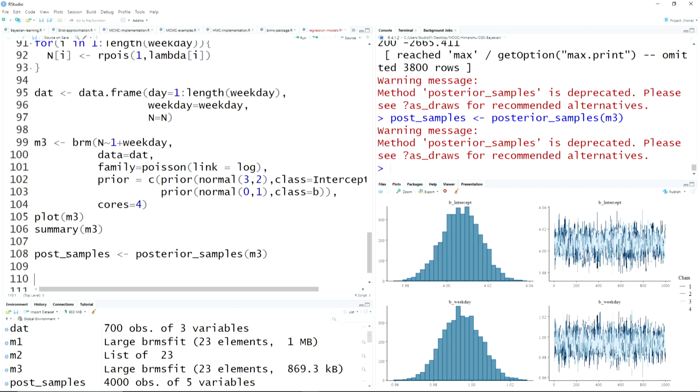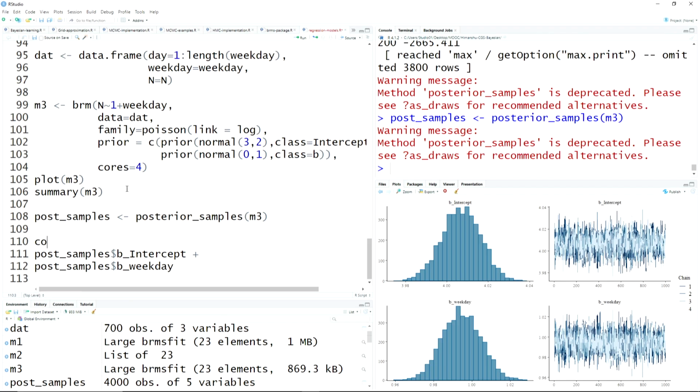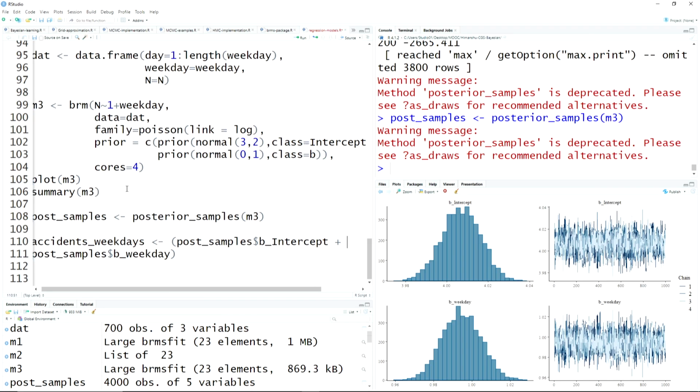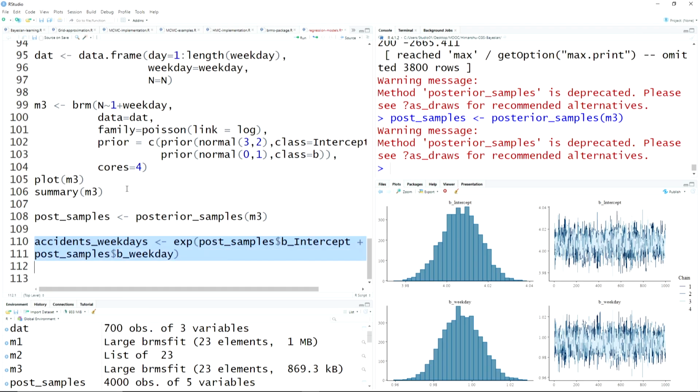I can obtain the number of road accidents during weekdays, because during weekdays the value of this predictor weekday will be 1. So I just need to add alpha plus beta times 1, which gives accidents during weekdays, and of course the exponent of this whole thing. This will give me the actual value of lambda during weekdays.